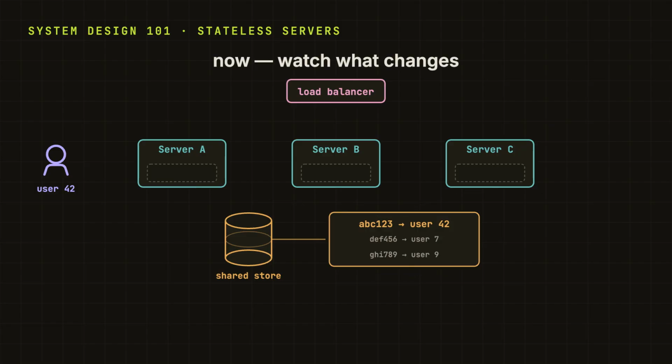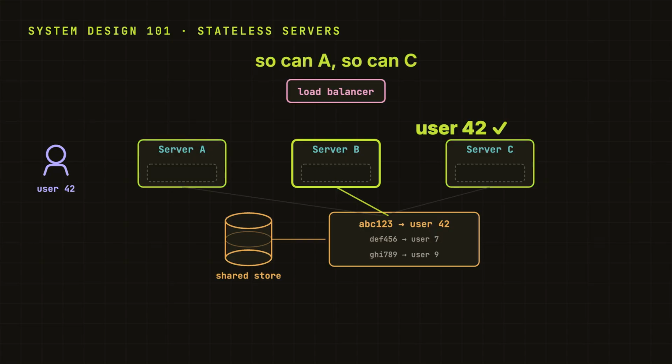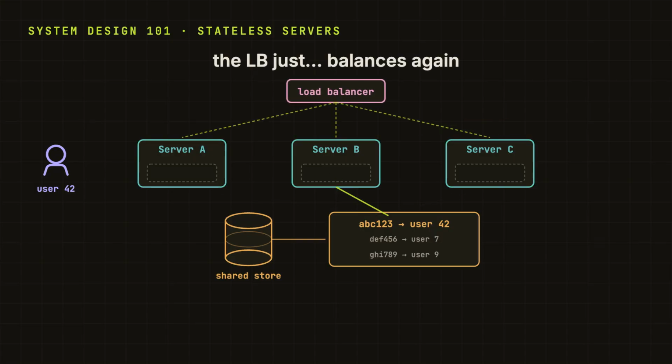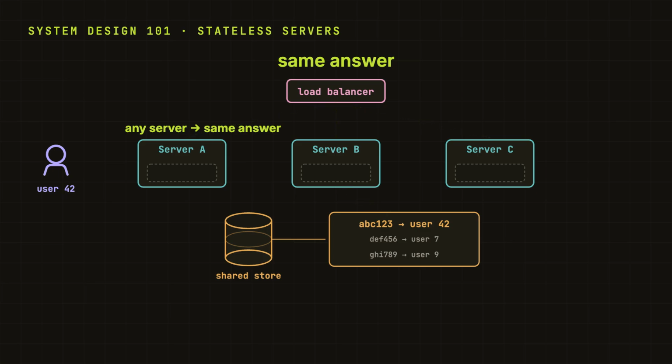Now watch what changes. The servers are all empty and identical. A request comes in with the ticket ABC123 and it does not matter which server catches it. Server B just looks up ABC123 in the shared store and gets user 42. So does A, so does C. The load balancer can go back to just balancing. No stickiness. Any server, any request, same answer. That is the whole thing.